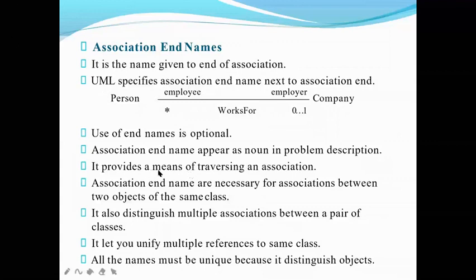It can also provide a means of traversing an association. What do you mean by traversing? One company can carry many persons. In one company many persons can work, or else, traversing one more way, many persons can work for one company. So it has a two-way relationship. That is the meaning here. That's the reason we have used association end names, which specify two varieties of objects in the same class. Here you can see the class is person, and the other class is company.